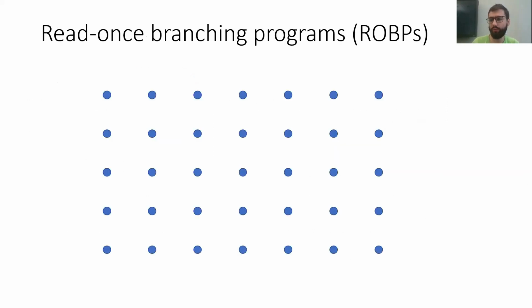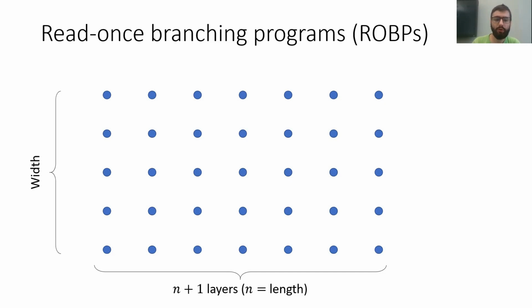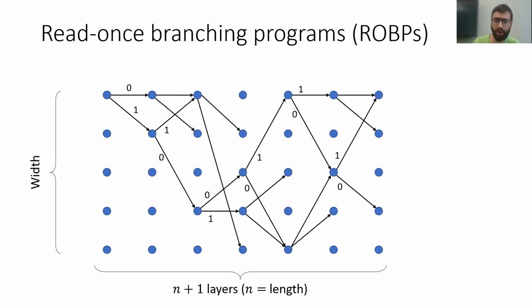This model of a read-once branching program is a directed graph where the vertices are arranged in n+1 layers. n is called the length of the program, and the width of the program is the number of vertices in each layer. Each vertex has two outgoing edges pointing to the next layer of the program, and the two outgoing edges are labeled 0 and 1.